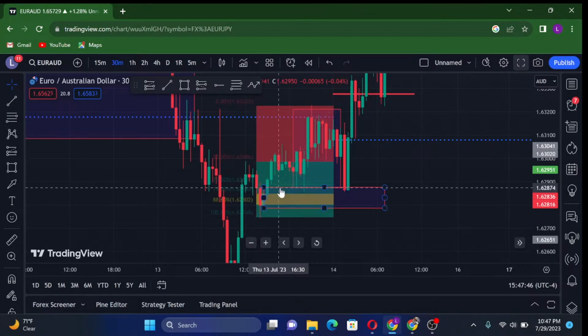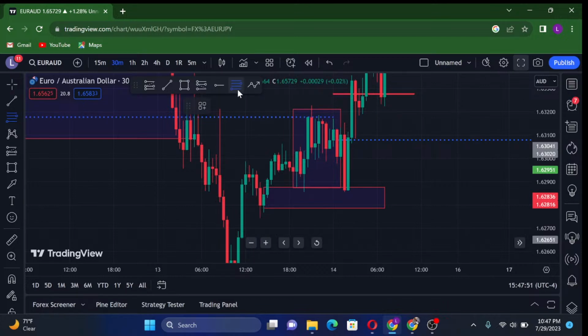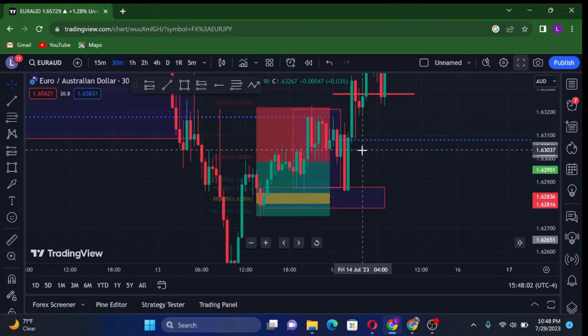Let me first move the Fibonacci and put it again. You can see how I can put from down, just from down to this high. That's what you need to do. Just do that, just from the low to the high, just like that.